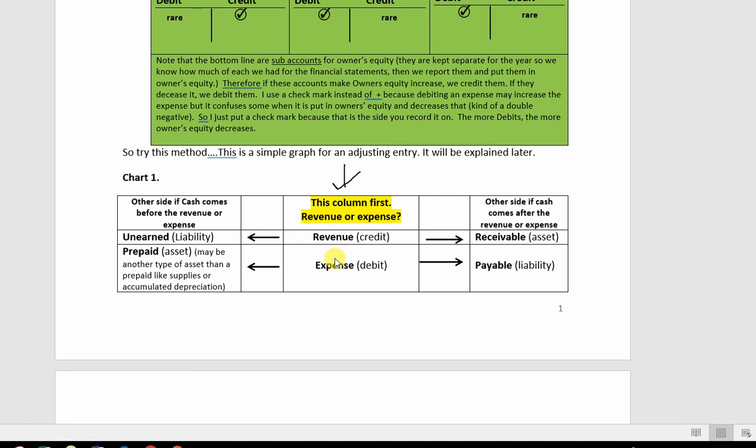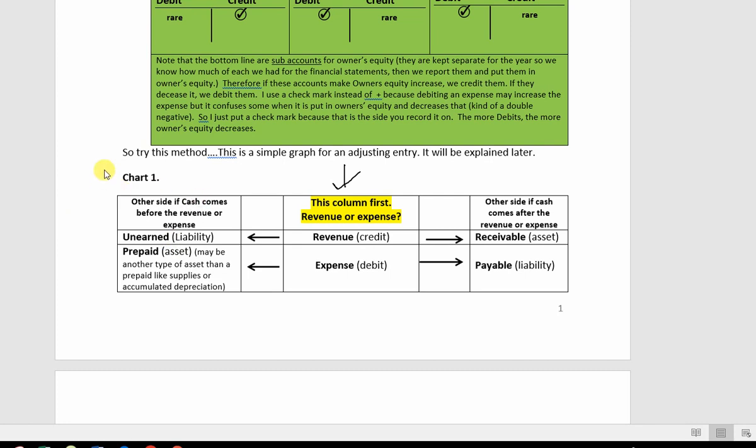So the first thing I ask myself is, is it a revenue or expense? And I go ahead and write that down. If it's a revenue, I'll credit the revenue. If it's an expense, I'll debit the expense. That leaves me on my revenue that I will need a debit. The debit will either be a receivable if I haven't yet paid it, or an unearned if I've already paid it.